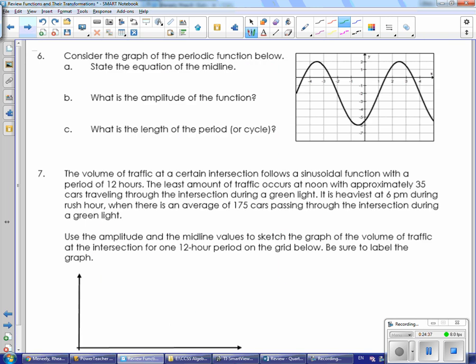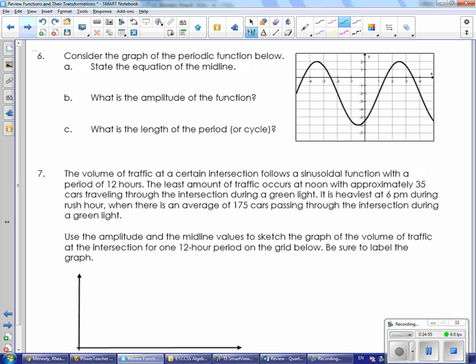Okay. Let's take a look at number 6. Now we're looking at graphing and modeling periodic functions. So in number 6, you're given a graph of a periodic function. And again, a periodic function is just a function that has a cycle that repeats exactly over and over and over again. You're asked to state the equation of the midline.